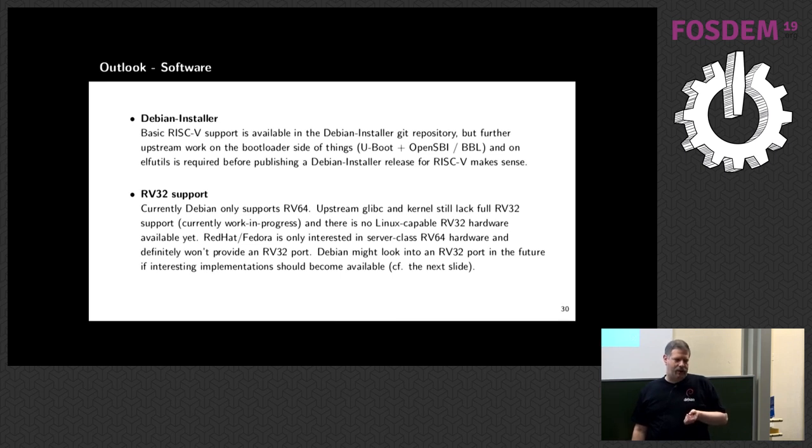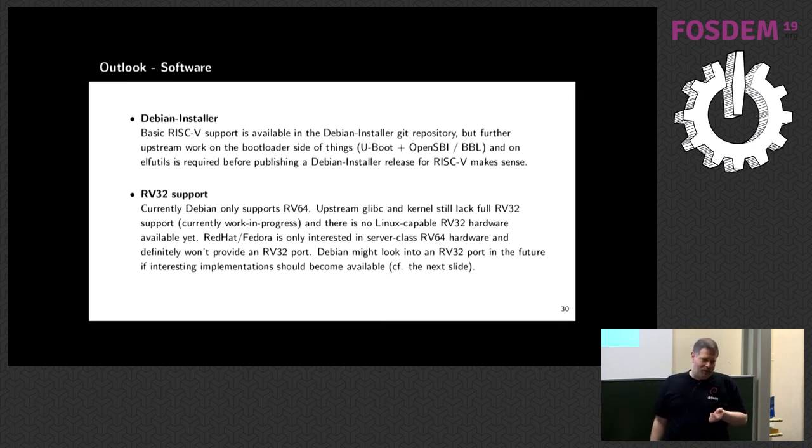Then there's the topic of 32-bit support. Currently, we only support RV64, 64-bit RISC-V, because that's where most of the work has gone in, where we have hardware. 32-bit support is still work in progress because we don't have 32-bit support in glibc yet, and the kernel support for 32-bit is also not complete because that needs to be coordinated with glibc.